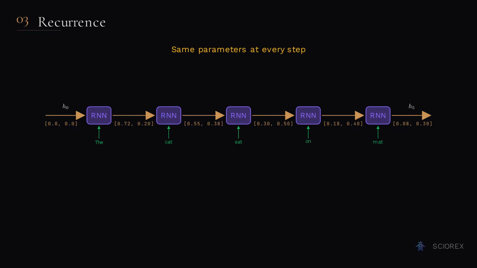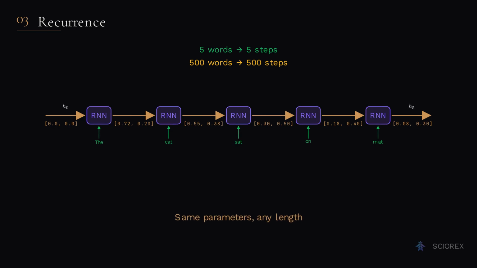The same set of parameters is shared across every time step. This is parameter sharing. The model applies the same transformation at every position. That is what makes it a recurrent network, the same function applied recurrently. This design handles variable length sequences naturally. A sentence with 5 words gets 5 steps. A sentence with 500 words gets 500 steps. Same parameters, different number of applications.